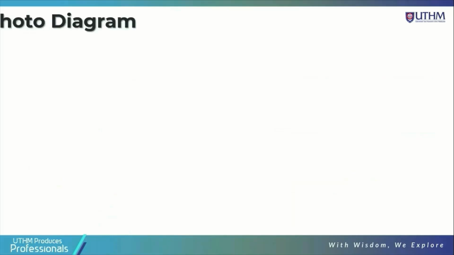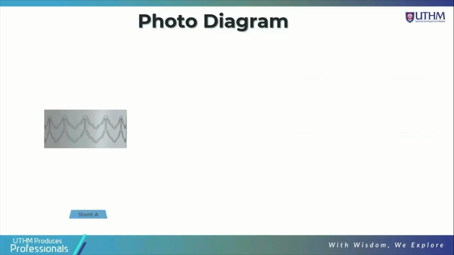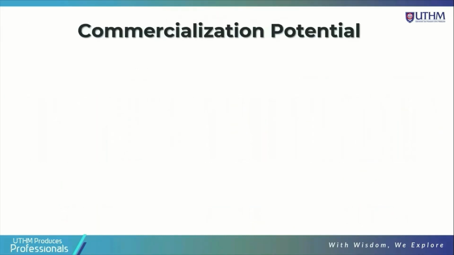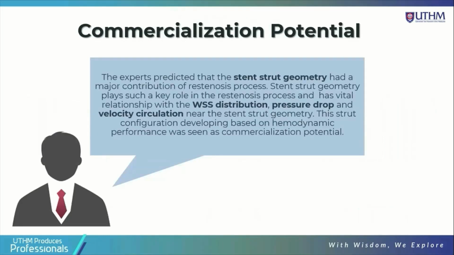This is a photo diagram for stent A, stent B, and stent C. The experts predicted that the stent strut geometry had a major contribution to the stenosis process. Stent strut geometry plays such a key role in the stenosis process and has a vital relationship with the hemodynamic factor near the stent strut geometry.